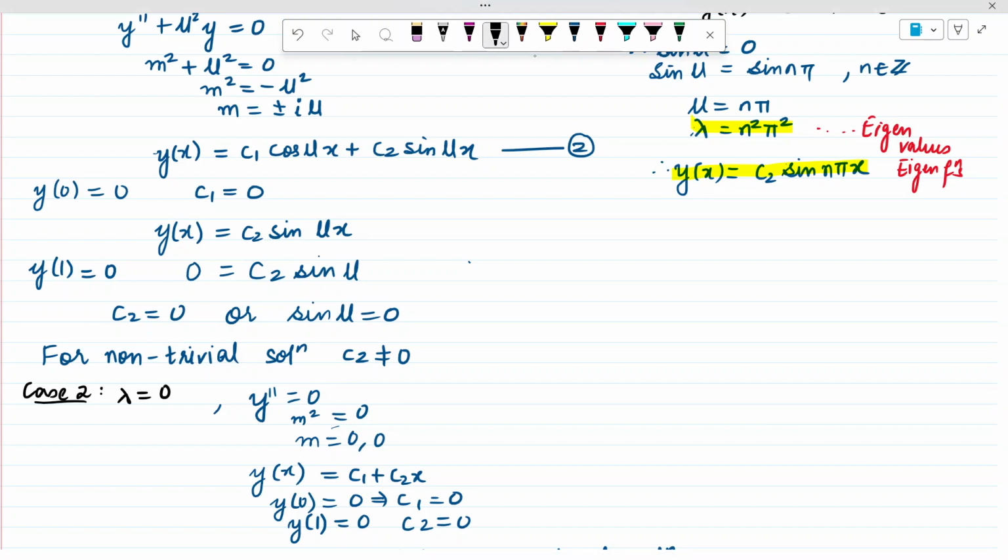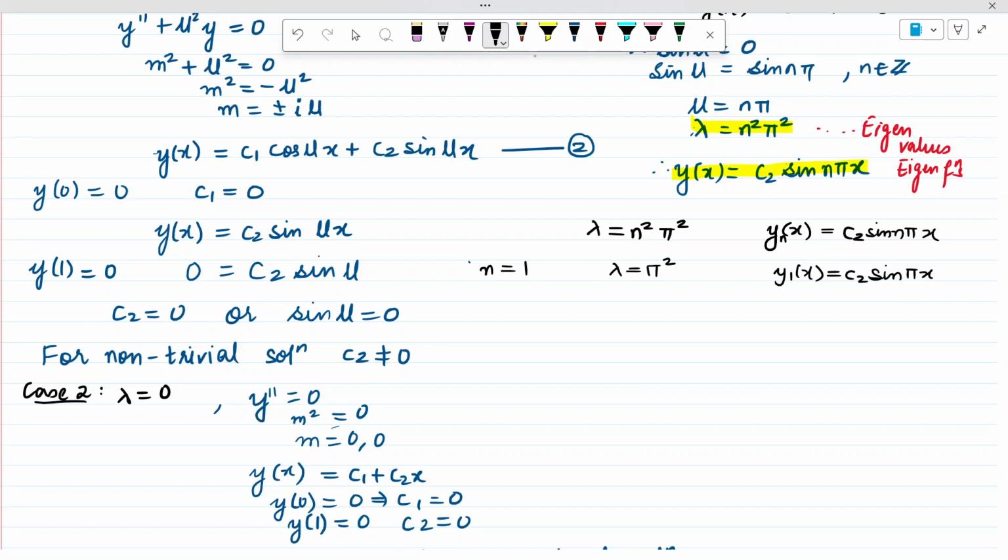Let's understand this. So you have lambda is equal to n square pi square, and the corresponding eigenfunction, let me call it yn because it depends on n, is c2 sin n pi x. So when I put n is equal to 1, say, my first eigenvalue is pi square. Okay. And here I would get, for n is equal to 1, y1 of x, which is a family actually, c2 times sine pi x.